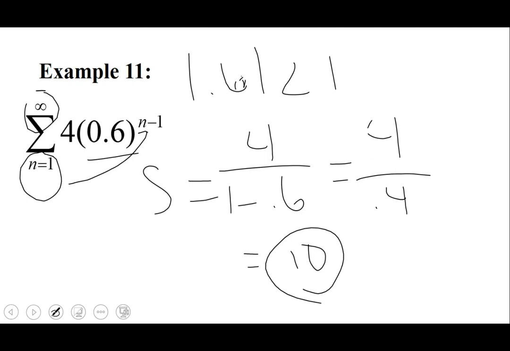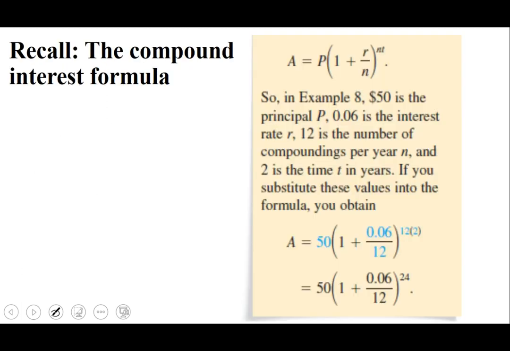Hopefully you've been keeping a running list of the formulas from throughout chapter 9. If you haven't, go back, be sure to add these to your list.